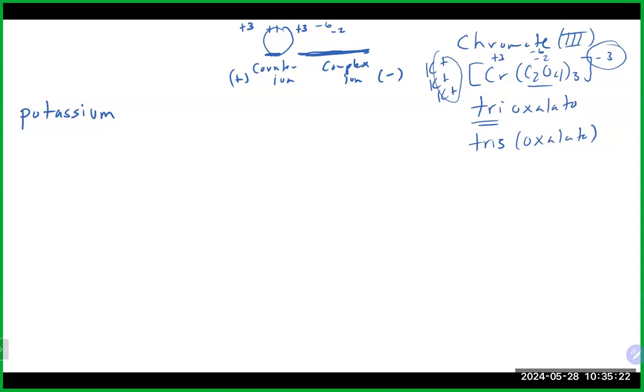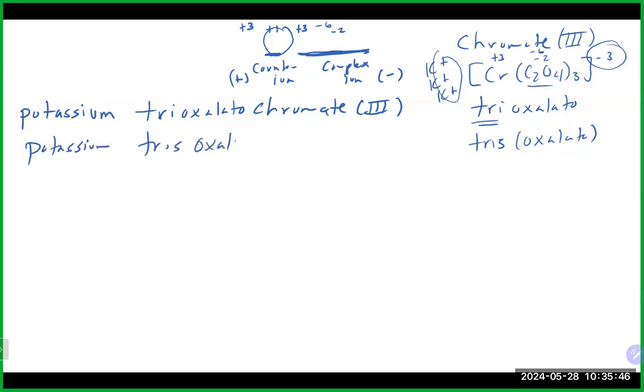That, I think, is everything that we need to name it. We're going to go with our ligands first, so we'll go trioxalato. And again, this would be chromate Roman numeral 3 in this particular case. Again, some people may call it potassium tris-oxalato chromate 3 as well. Any question on that one there?